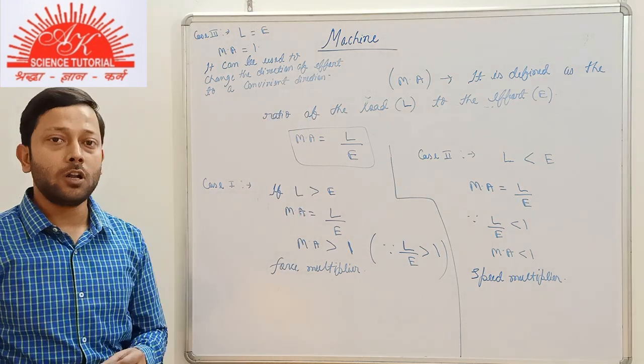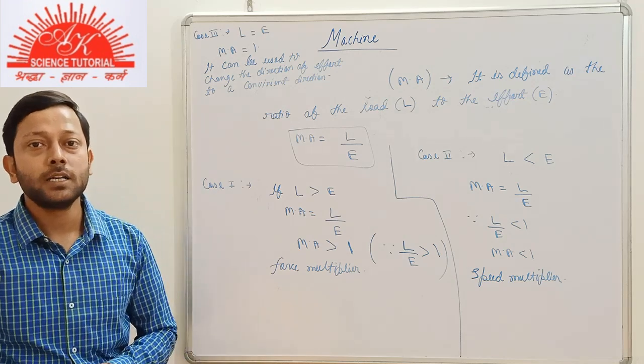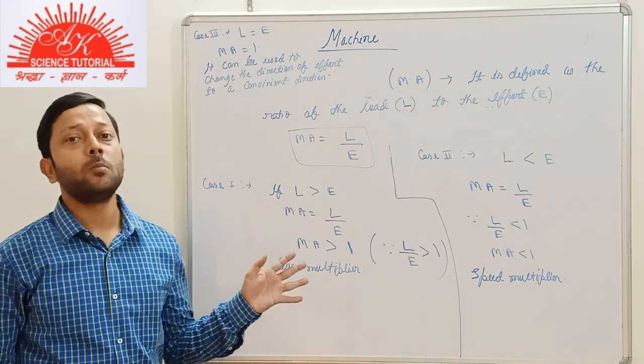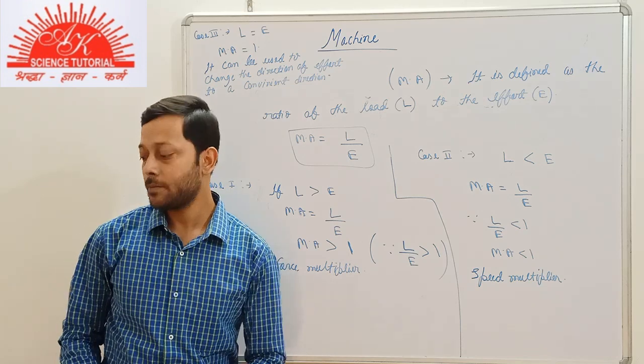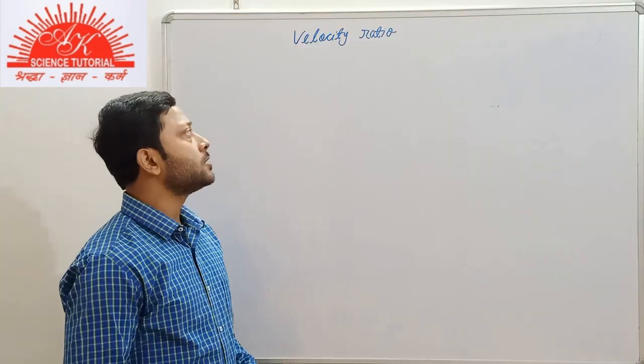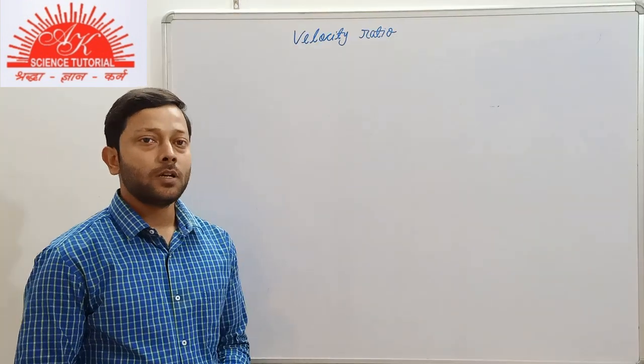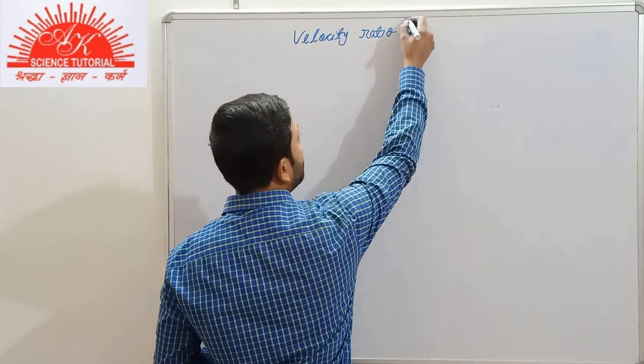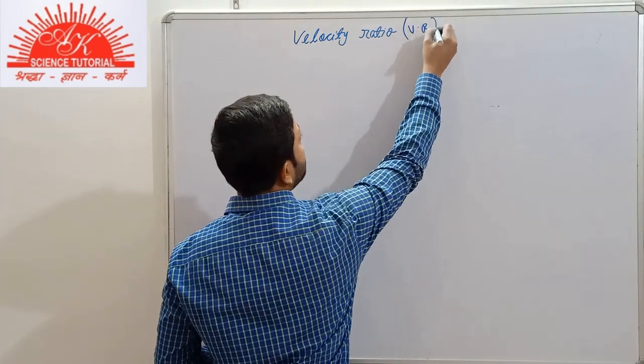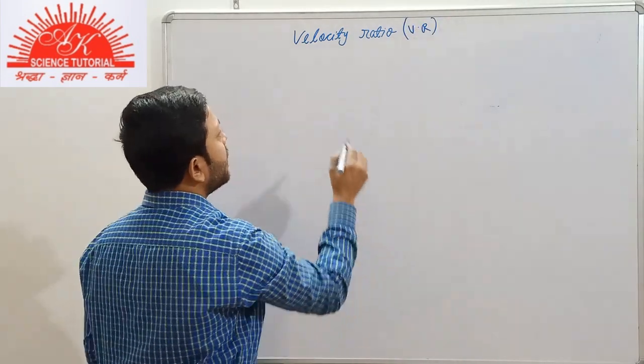So this was all about the mechanical advantage. In the next part, we'll get to know about the velocity ratio. Now we will discuss velocity ratio. This term is abbreviated as capital V dot capital R.